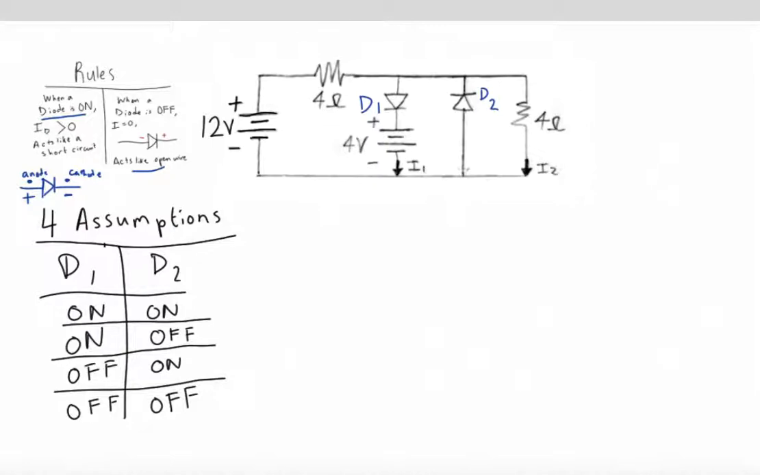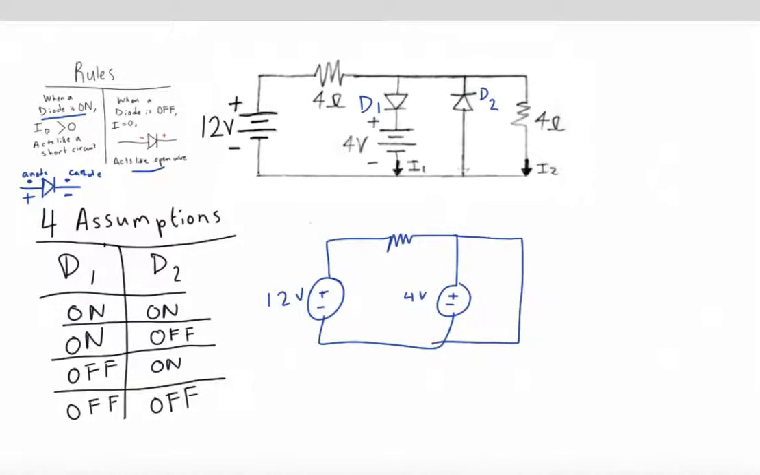We're going to first assume that both diodes are on. If both diodes are on, both are replaced with a wire, a short circuit. Here I'm going to redraw the circuit. You have a 12-volt DC battery, then the resistor, then diode 1 replaced with a wire, and then the 4-volt battery. Diode 2 is also replaced by a short circuit, a wire. And you have the 4 ohm resistors here.